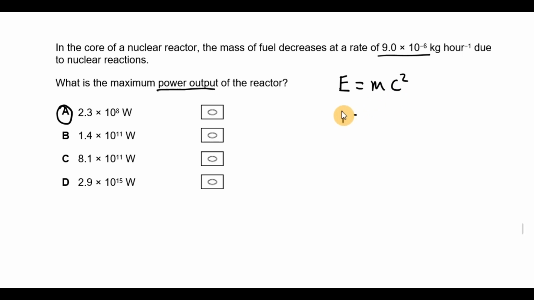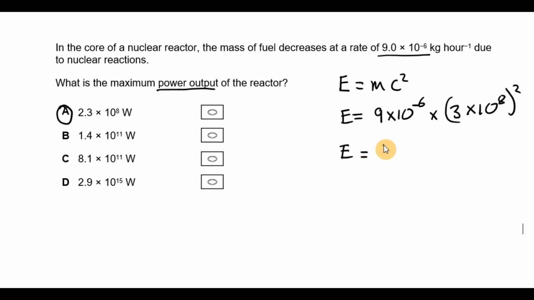So the amount of energy that is released each hour is going to be the change in mass, which is 9 times 10 to the minus 6 kilograms, multiplied by the speed of light, 3 times 10 to the 8 meters per second, all squared. Put those numbers into your calculator and you'll find that the answer is 8.1 times 10 to the 11 joules.